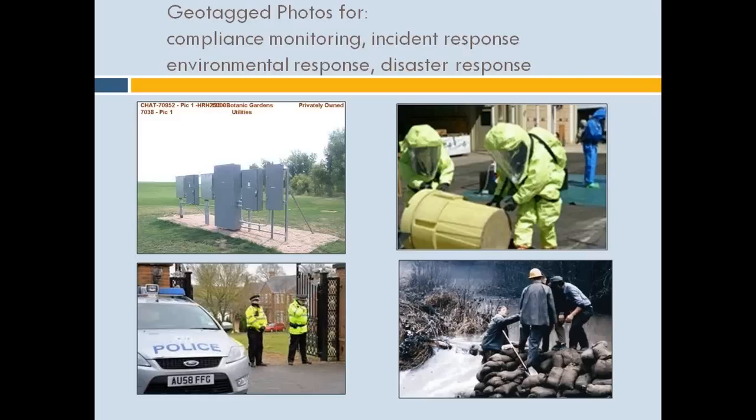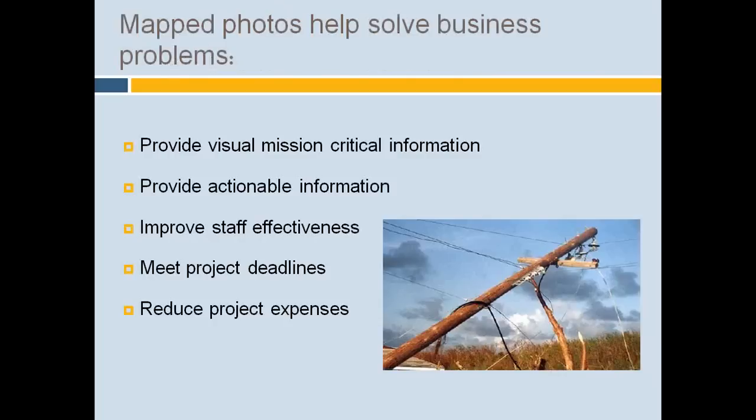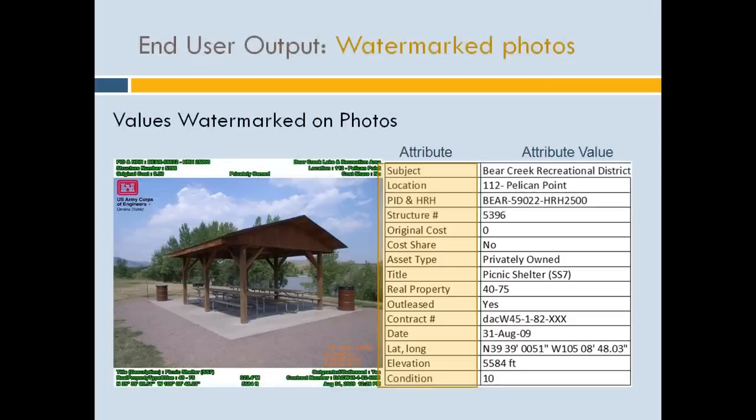The uses for mapped photos and their attributes are only limited by your imagination. Some typical uses include proof of compliance, pre, during, and post-environmental impact documentation, disaster preparation and response, incident investigation, and forensic investigations. Mapped photos solve business problems. The question I hope you'll leave today's webinar with is, how can mapped photos help my organization solve a problem or exploit an opportunity?